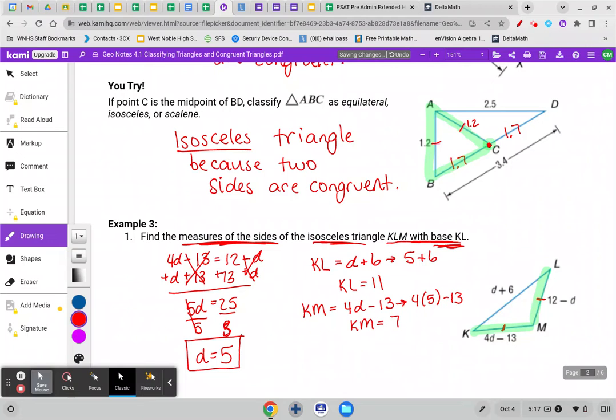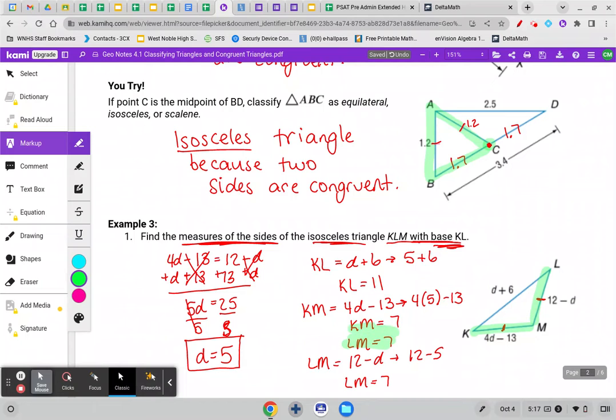Now, I do know LM has to be congruent to KM, so I could go ahead and just write that answer out. LM is equal to 7. I can also quickly check it if I really want to, make sure I did the work right. So 12 minus D, or 12 minus 5, which is indeed 7. So we did it correctly. Good for us. So I have my side lengths here as my solution.